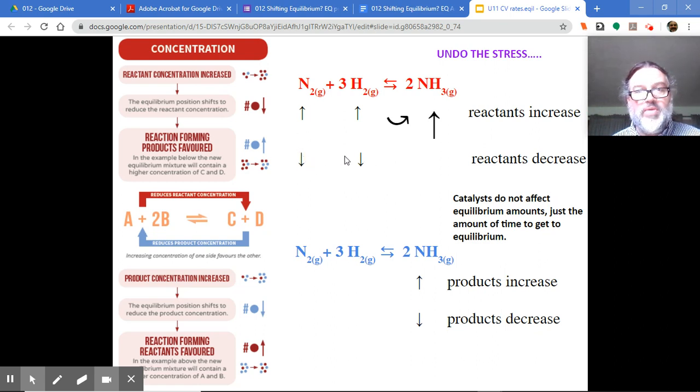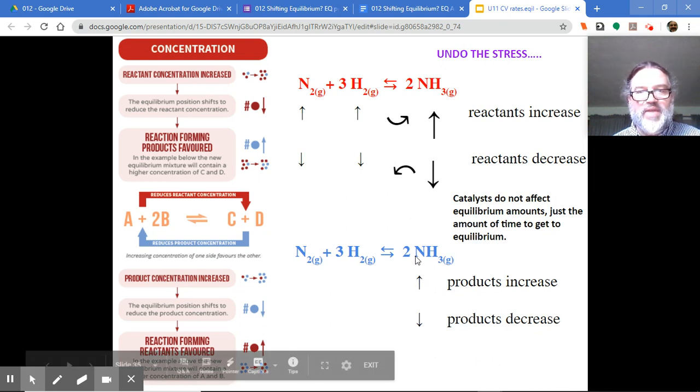What if I lower those? Well, the opposite, right? If I lower these to undo the stress, I want to replace what was taken away. So that means some of this ammonia has to form back into hydrogen and nitrogen to replace what's being lost. And we'll see the scoop arrow go the other way. Look at this. Let's talk about just the products. So this is all on the reactant side.